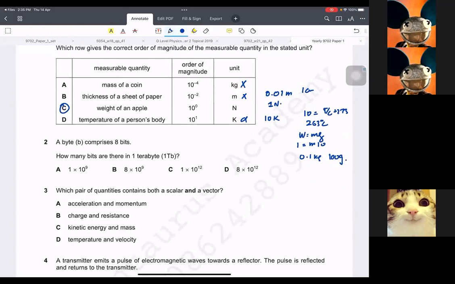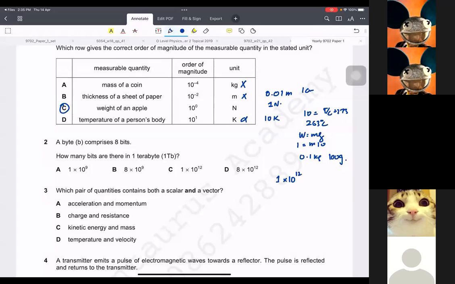Okay. A byte comprises 8 bits. How many bits are there in 1 terabyte? So 1 terabyte is 1 times 10 raised to power 12. So multiply by 8 bits. So 8 times 10 raised to power 12. I think it should be this one.